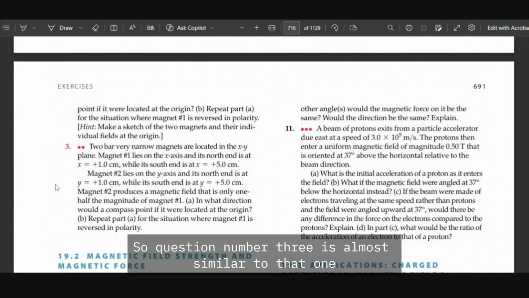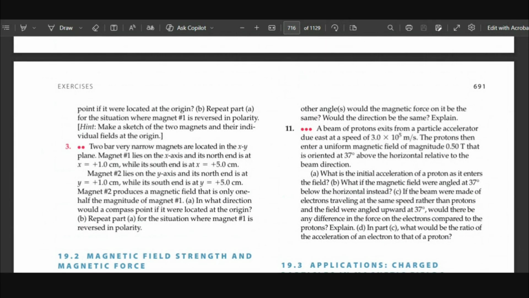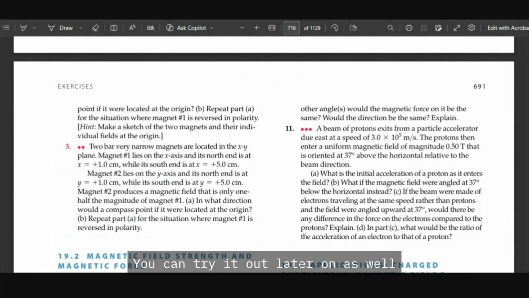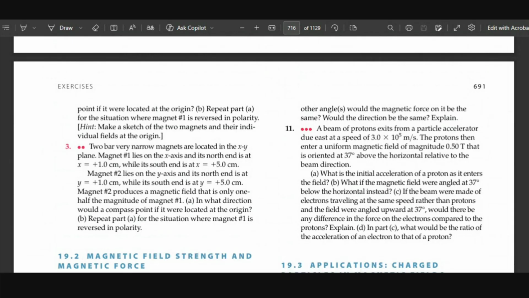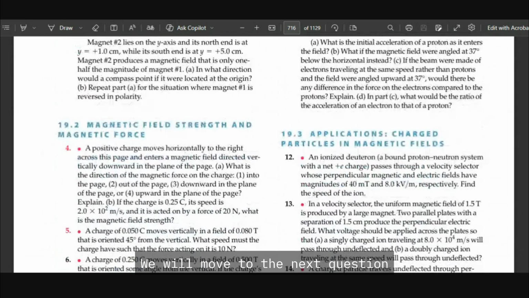So question number 3 is almost similar to that one. You can try it out later on as well. Let us move to the next question.